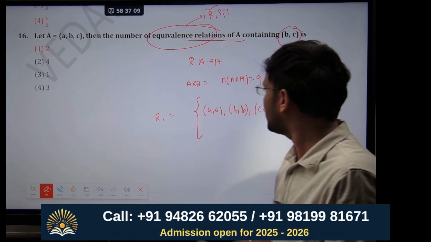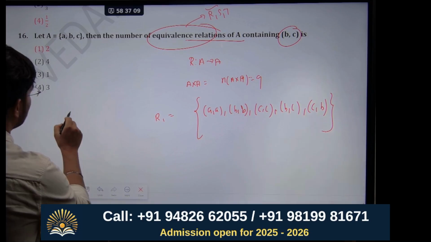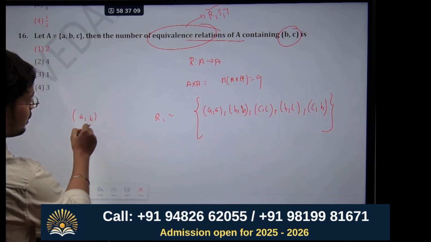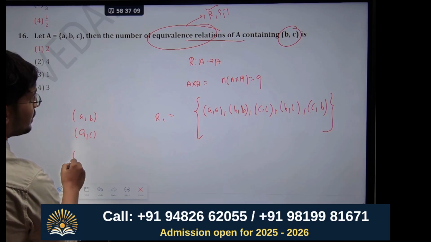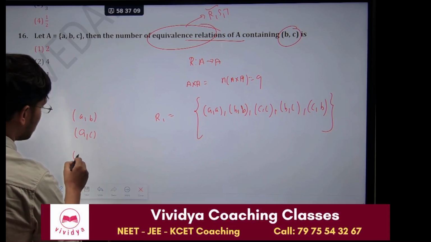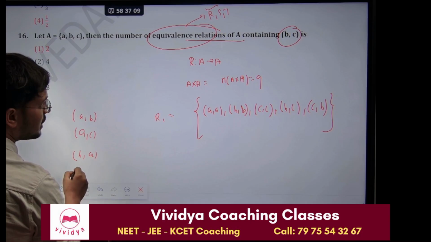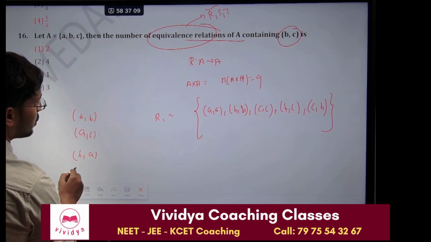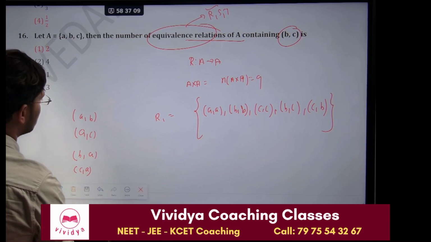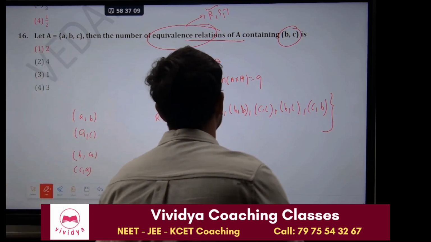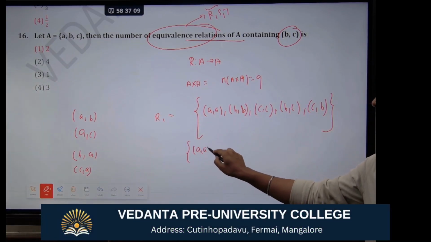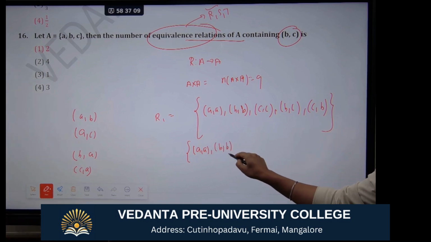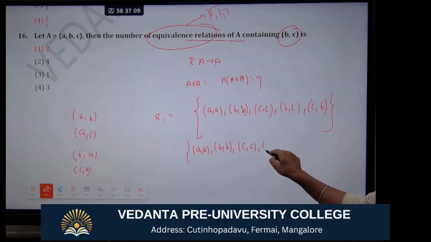What are the 4 elements left? The 4 elements which are going to be left are A comma B, and A comma C is not there, then B comma A is not there. B comma B is there, B comma C is there. C comma A is there. These 4 elements are left. Now let's try to make any other equivalence relation. So now all 5 elements have to be there, because this is the requirement.